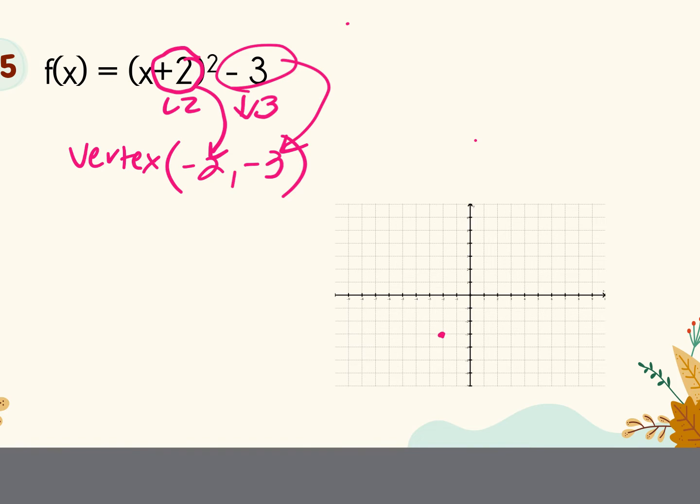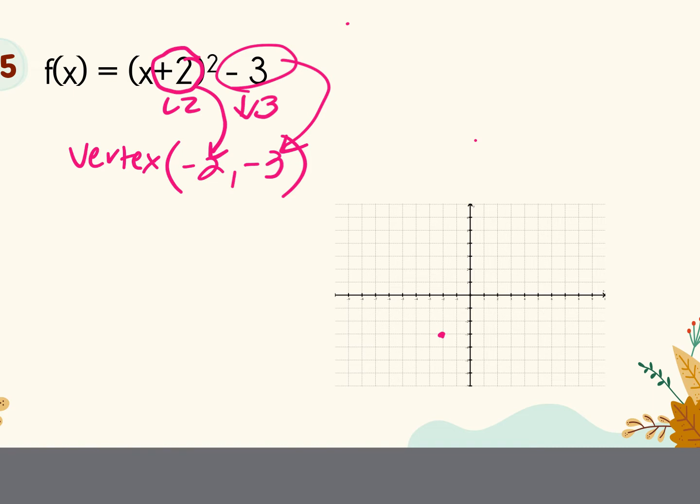Can you still do the -b over 2a? You would have to expand and FOIL that and then get a and b. So I'd have to do x plus 2 times x plus 2, FOIL it out, and find it. It's probably more work than it's worth. You're going to see these are going to be in two different forms. This is standard, and then we're going to switch to quadratic, and that's when you would do that. Okay, so now I still need more points, okay?